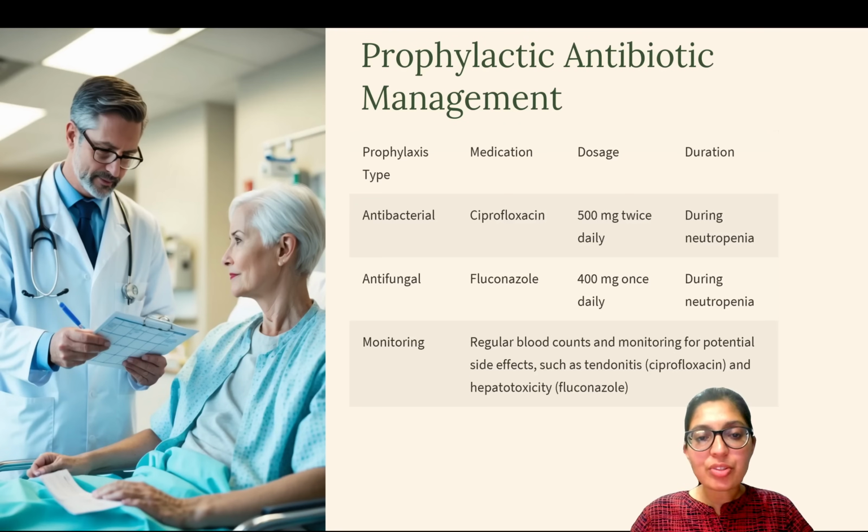Prophylactic antibiotic management. The antibacterial medicine is ciprofloxacin, dose is 500 mg twice daily, and duration is during neutropenia. Antifungal fluconazole, dose is 400 mg once daily, and duration is during neutropenia. Monitoring: regular blood count and monitoring for potential side effects such as tendonitis, which may be due to ciprofloxacin, and hepatotoxicity, which is due to fluconazole. All this should be taken care of.